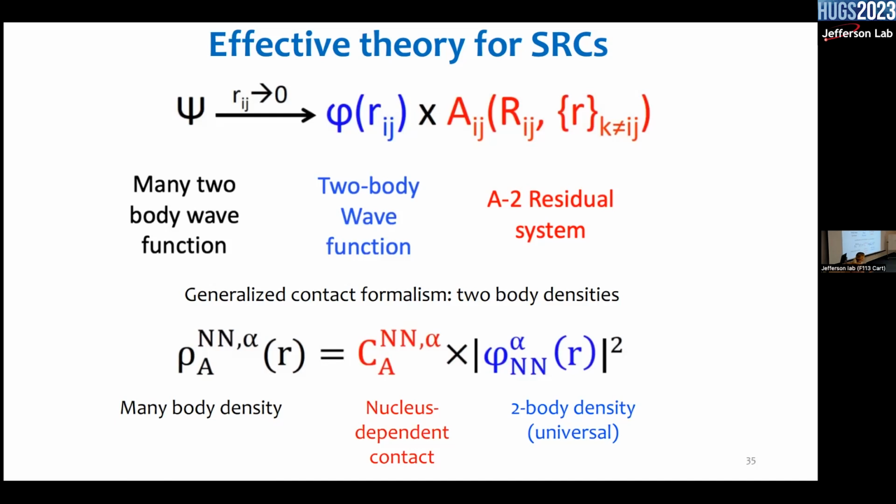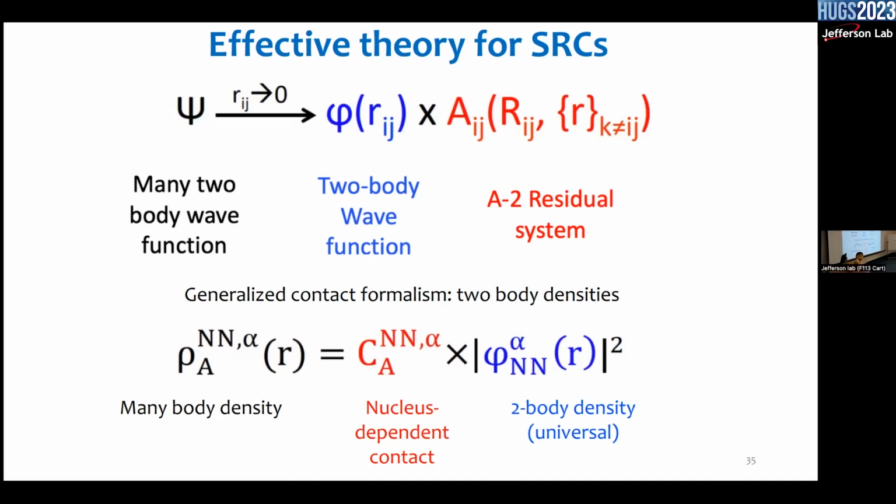So you could write an effective theory for short range correlations. You can take the many-body wave function and write it as a two-body wave function and the A minus two residual system. You can use what's now called the generalized contact formalism, which uses two-body densities. So you can take basically a two-body density here. This is for NN, so it could be PP, NP, or NN, right?